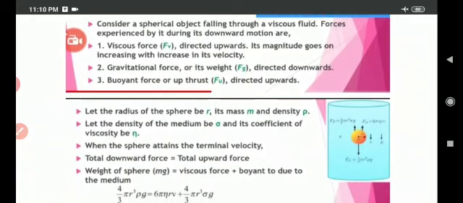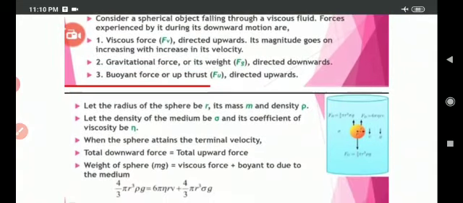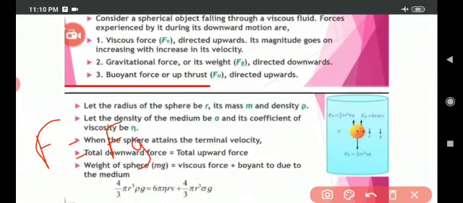When the spherical object moves through the viscous medium, the net downward force F acting on the sphere is F equal to Fg minus Fv plus Fu. This is the net downward force acting on the small sphere. It is responsible for the initial increase in velocity. Due to this net downward force, the initial velocity is increasing.